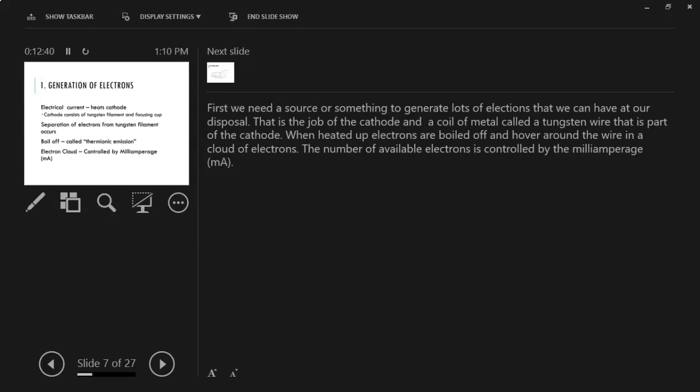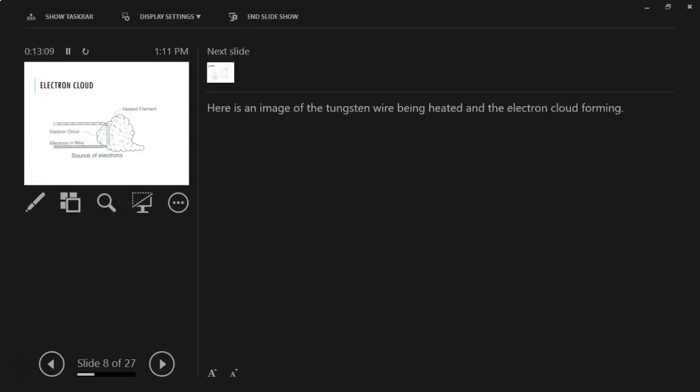So, electrical current heats the cathode. The cathode consists of the tungsten filament and the focusing cup. We also want to know about the focusing cup. Separation of electrons from the tungsten filament occurs; they move away from the actual metal but stay close. They boil off in thermionic emission, making an electron cloud. How many we have at our disposal is controlled by MA. That's important for you to know as well.